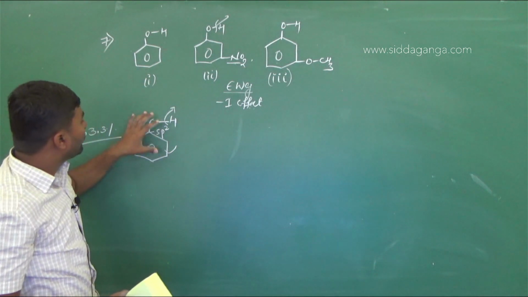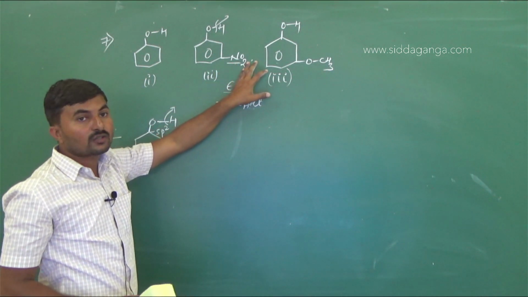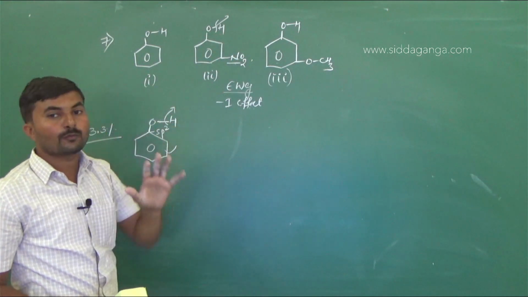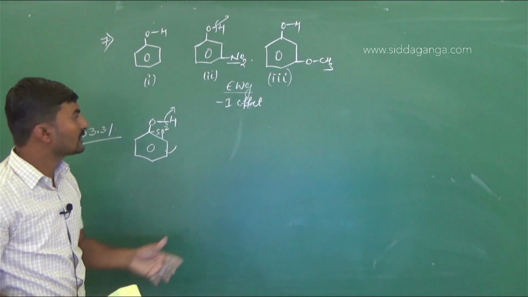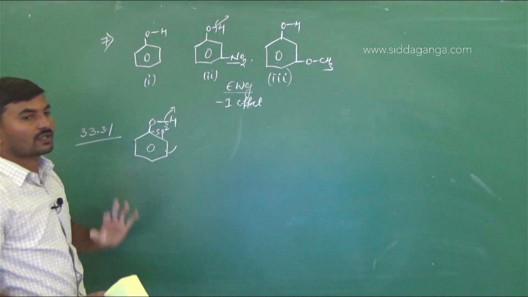Okay, in this phenol, compared to normal phenol, in metanitrophenol the release of proton becomes more easy. That is why this second structure is more acidic than this first structure.